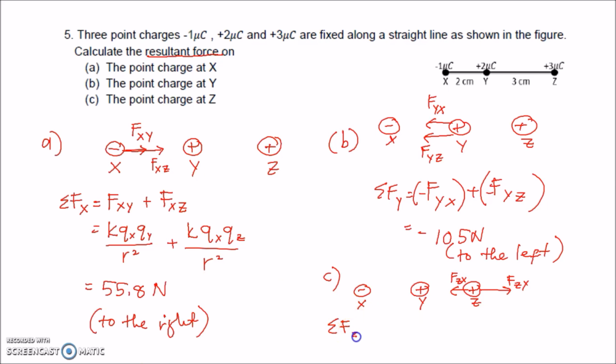Summation of F on Z on the x-axis equals F_ZY, which is positive because it moves to the right, plus negative F_ZX. So substitute the value, then you will get the answer, positive 49.2 Newton. Thus, the resultant direction will move to the right.